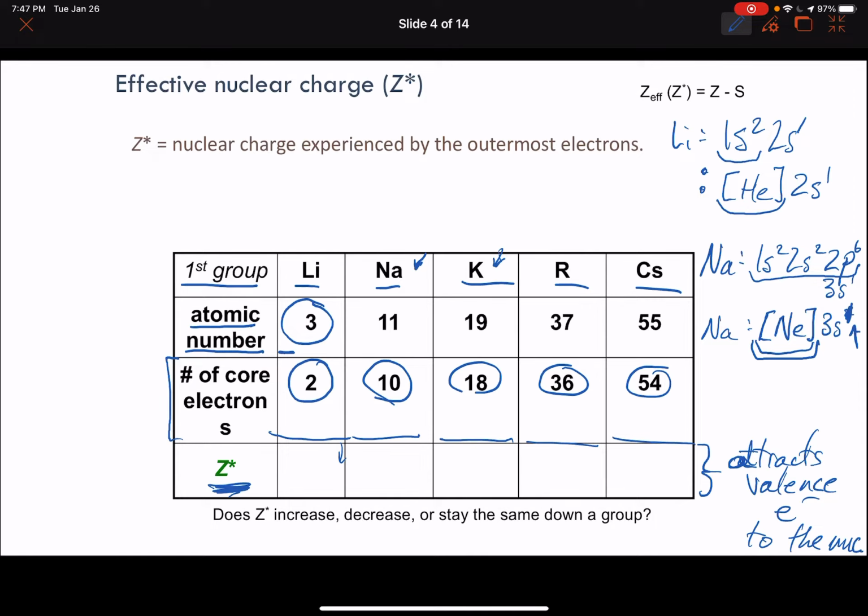the nuke. So if this value was increasing, we'd expect the outermost valence electrons to be pulled in tighter towards the atom. If the value is decreasing, then those valence electrons are going to be able to extend further from the nucleus. So take a minute to think about that, see if you can predict the values for the last row of the table here, and resume the video when you're ready.